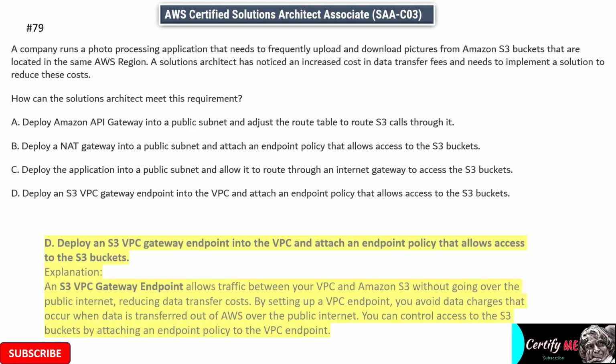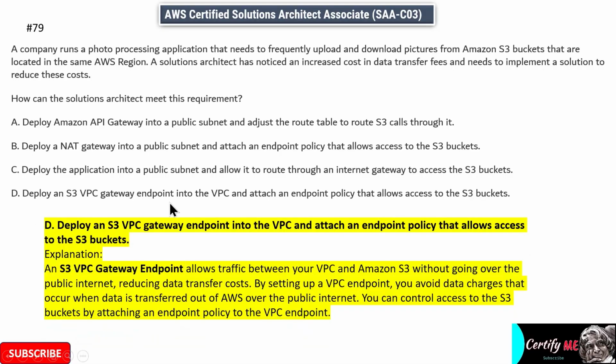The correct answer is option D. Deploy an S3 VPC gateway endpoint and attach an endpoint policy that allows access to the S3 buckets. An S3 VPC gateway endpoint allows traffic between your VPC and Amazon S3 without going over the public internet, reducing data transfer costs. By setting up a VPC endpoint, you avoid data charges that occur when data is transferred out of AWS over the public internet. You can control access to the S3 buckets by attaching an endpoint policy to the VPC endpoint. Next question.